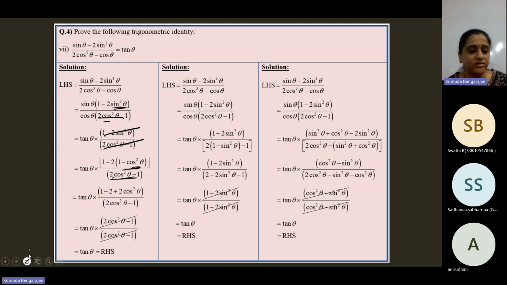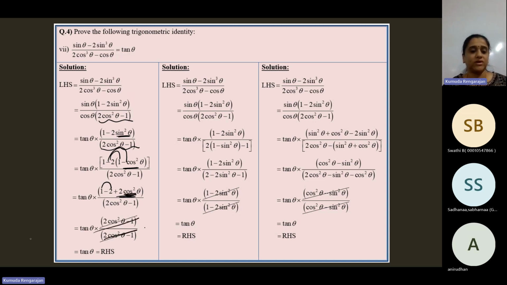In this method, the first column, I have not disturbed the denominator. In the numerator, the sine square theta I've written as 1 minus cos square theta. So then what will happen? Minus 2, minus into minus, plus 2 cos square theta. Then this 1 minus 2 is minus 1, so 2 cos square theta minus 1. Now you can see you get the same thing. They get cancelled and tan theta is the result.